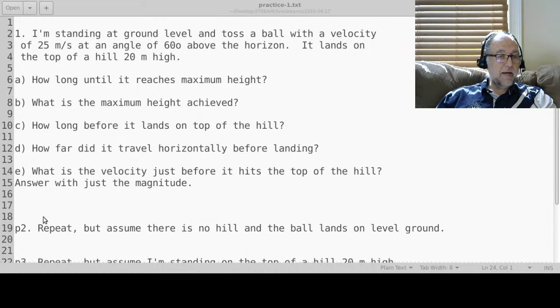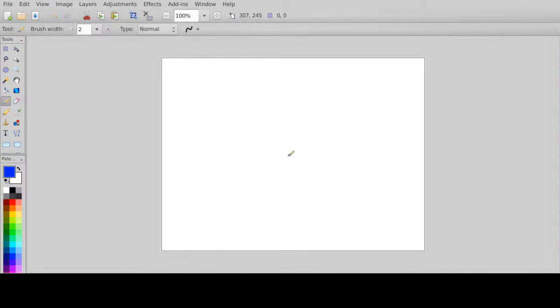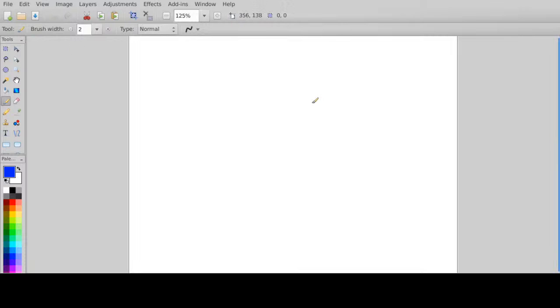All right, let me switch to my drawing board here. Okay, oh, I guess I've got my diagram from earlier. That's okay. We'll just start off with a new one here. Let's create a new one and zoom in a bit so that it's a little larger.